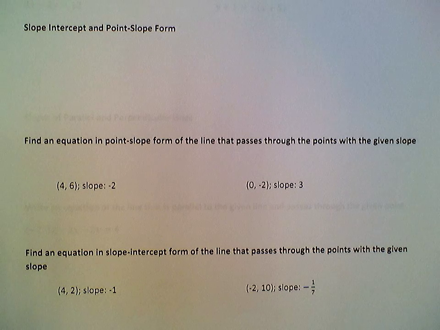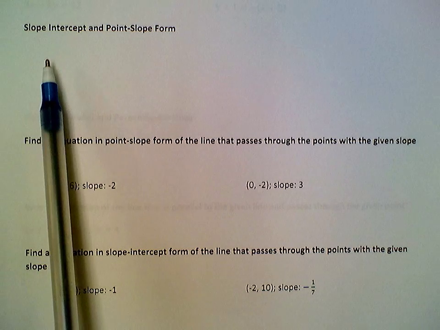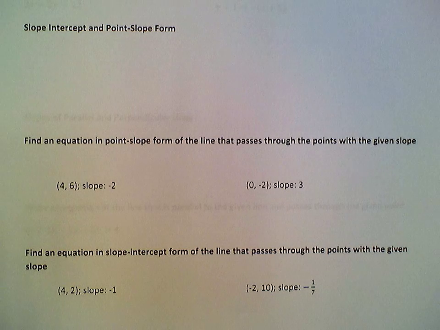Alright, so we're going to continue our discussion about slope and forms of linear equations by looking at two important forms that we can write linear equations in, which are slope-intercept and point-slope form. These are kind of the two main ways, because if the equation is written in these forms, it gives us important information about the equation or the line.